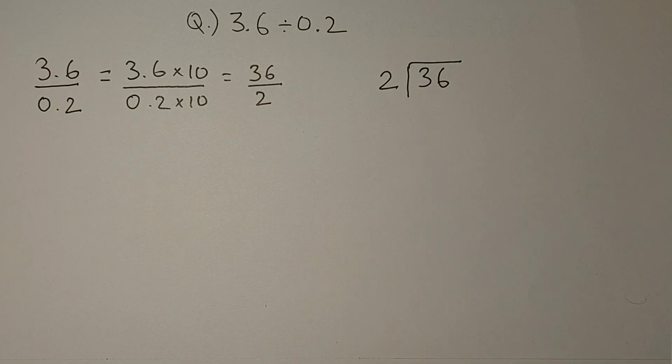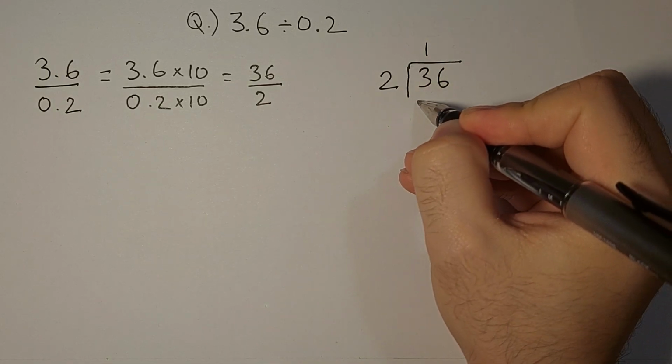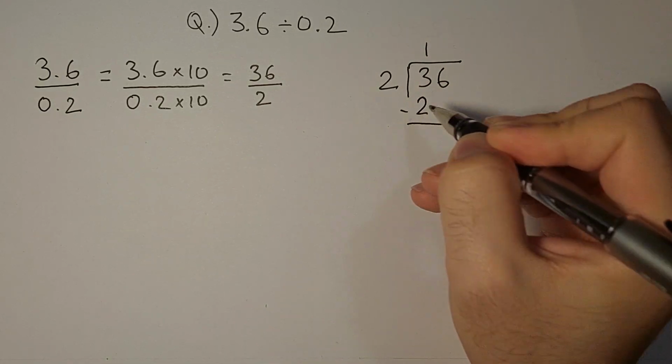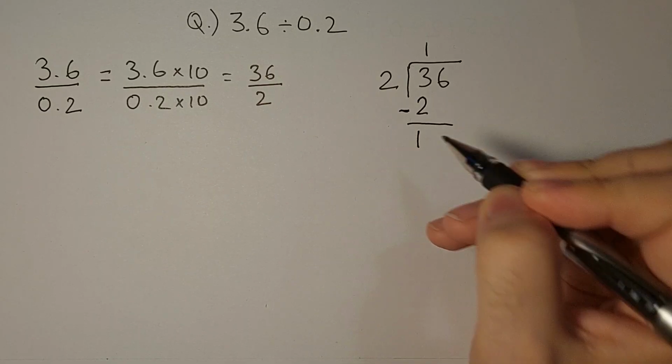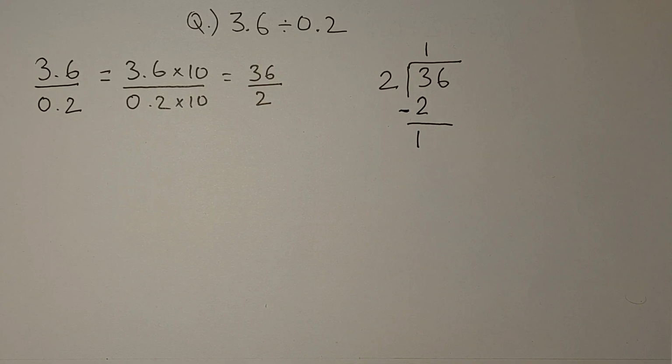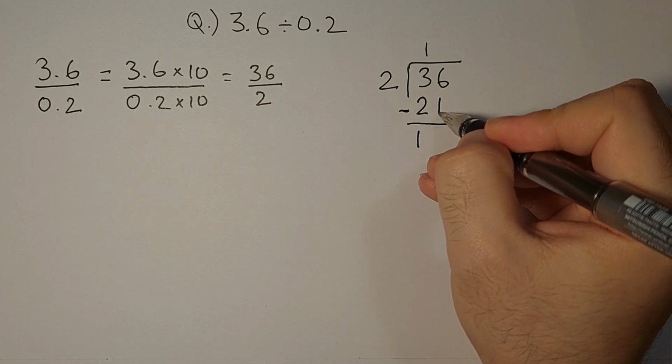The first number we have is 3. Can we multiply 2 by a whole number, which will give us 3? No. The closest we can get to 3 is if we multiply 2 with 1, which gives us 2. And we subtract. 3 minus 2 is 1. Now we bring down the 6.